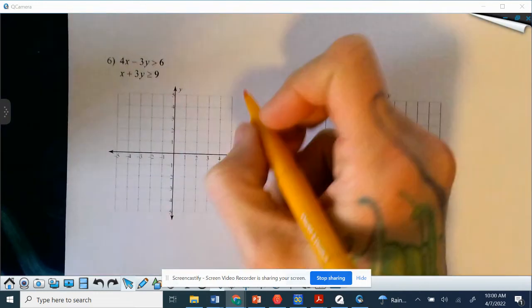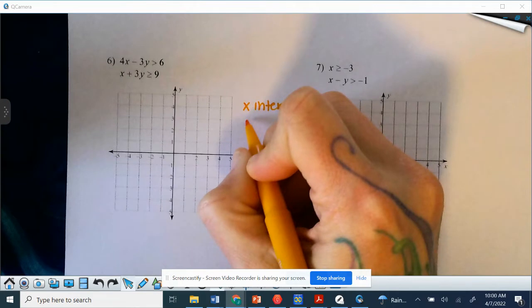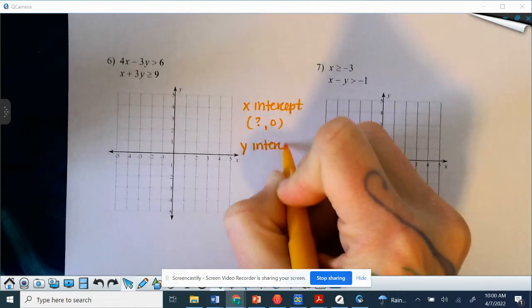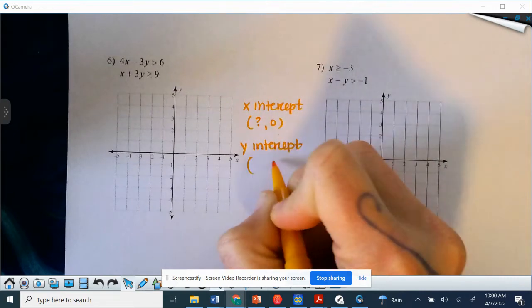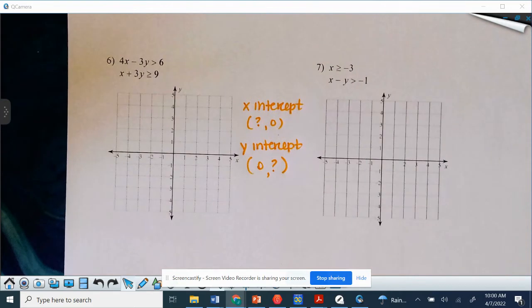So x-intercept is what is the value of x when y is 0. Your y-intercept is what is the value of y when x is 0. And you can find that out easily by plugging in zeros. And I don't know about you, but I love plugging in zeros because it makes things go away.